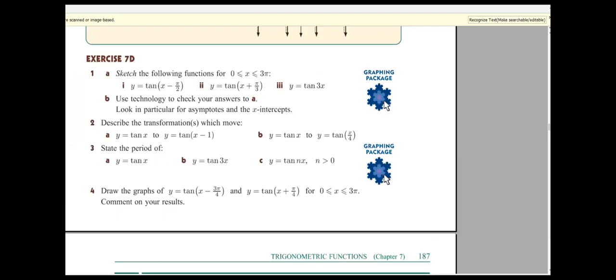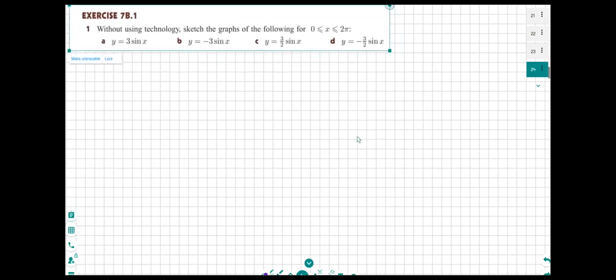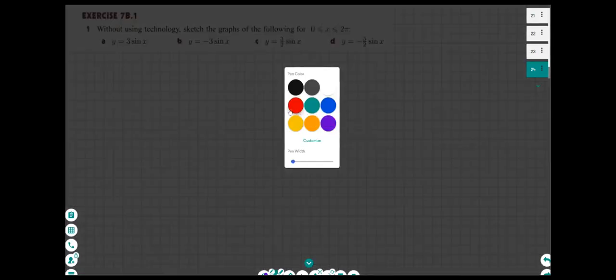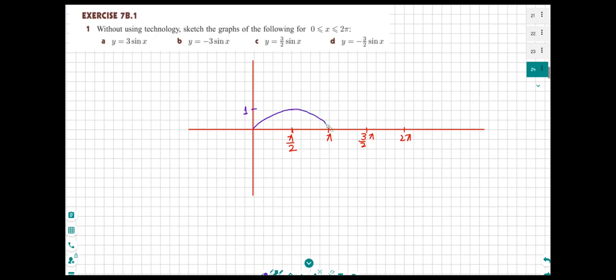Okay, now moving to the next question. It says without the technology, meaning Desmos, sketch the graph of the following from 0 to 2 pi. First of all, you should know what the graph of sine is, right? So I'm making that first. I'm making the sine function. Sine at 0 is 0 and sine 90 is 1. So if it is 1, the graph will be this. And at sine 3 over 2 pi, it will be negative 1. So negative 1, say it is here.